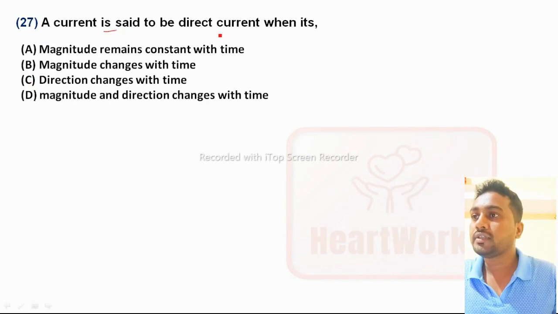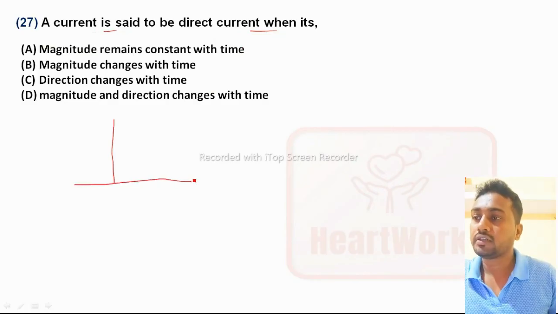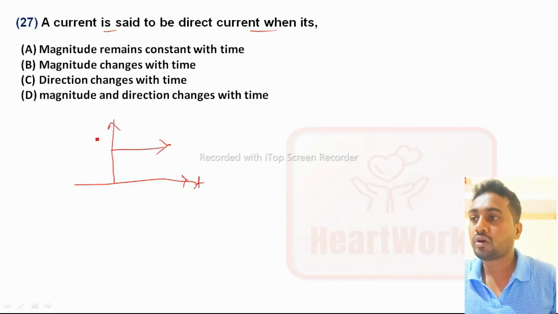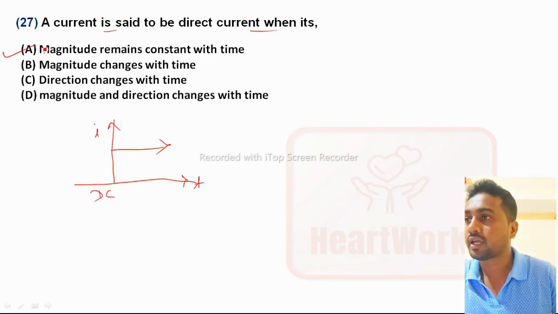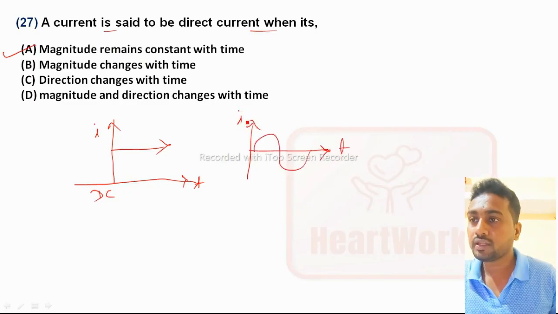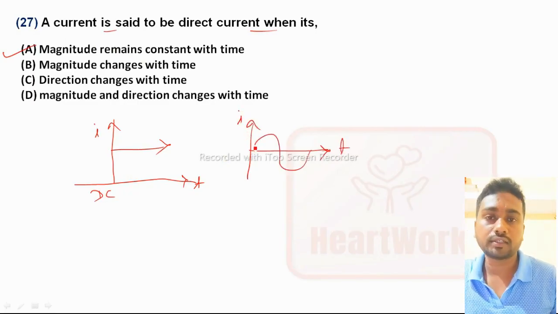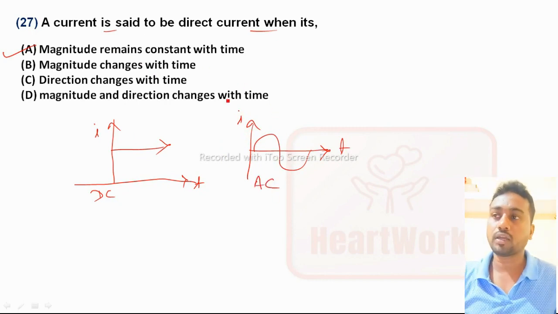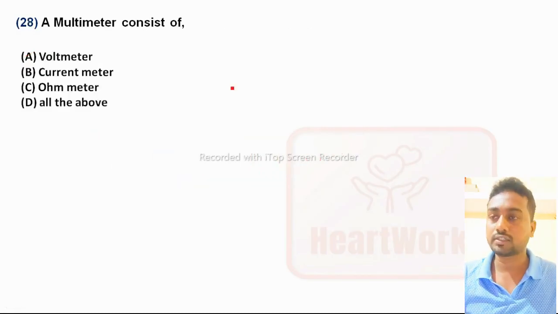Next, a current is said to be direct current when... direct current means DC current. In DC current, the magnitude remains constant with time. Option A. If we talk about alternating current, the AC signal, then in an AC signal magnitude and direction change with time. So here the answer is option A, magnitude remains constant with time in a direct current.